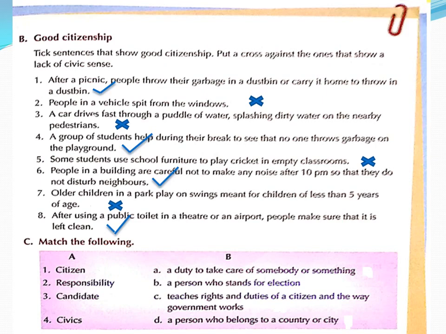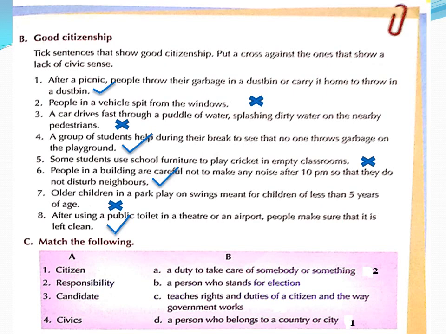Then we will move to the next one. Match the following. Citizen. Who is a citizen? A person who belongs to a country or city. Number D. So write 1 beside number D. Number 2, responsibility. A duty to take care of somebody or something. Number A. Write down 2 beside number A.